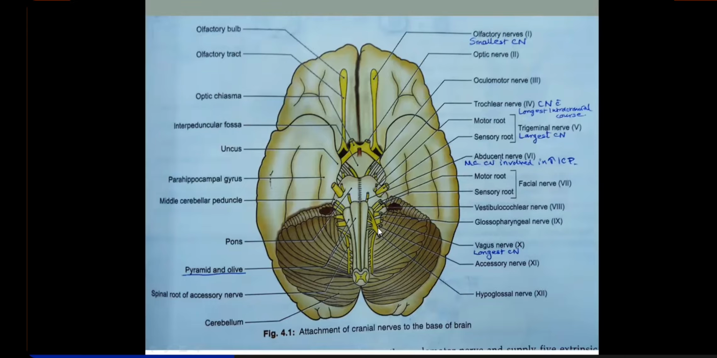So the 9th, 10th, and 11th cranial nerves arise from the posterolateral sulcus, and the 12th cranial nerve, the hypoglossal nerve, arises from the anteromedial sulcus, which is for the efferents, the pure motor nerves, to emerge. They're more medially placed. So I hope you have a clear idea about how and from where the 12 cranial nerves emerge on the inferior aspect of the brain.